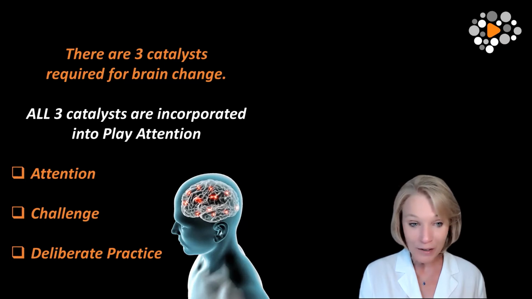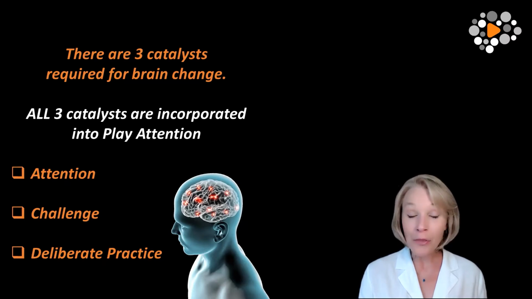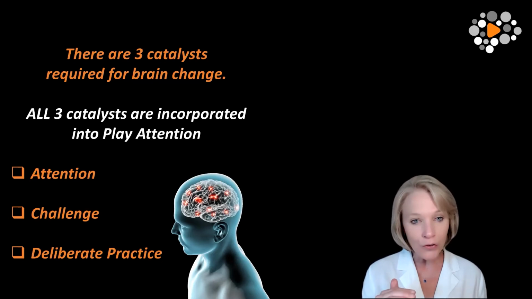And finally, we need to have deliberate practice in place. So the three catalysts are attention, challenge, and deliberate practice. That means when you come into a session, our artificial intelligence, sheer genius, is going to set mini goals for each of the cognitive skill areas, because you have to have a goal set, right?